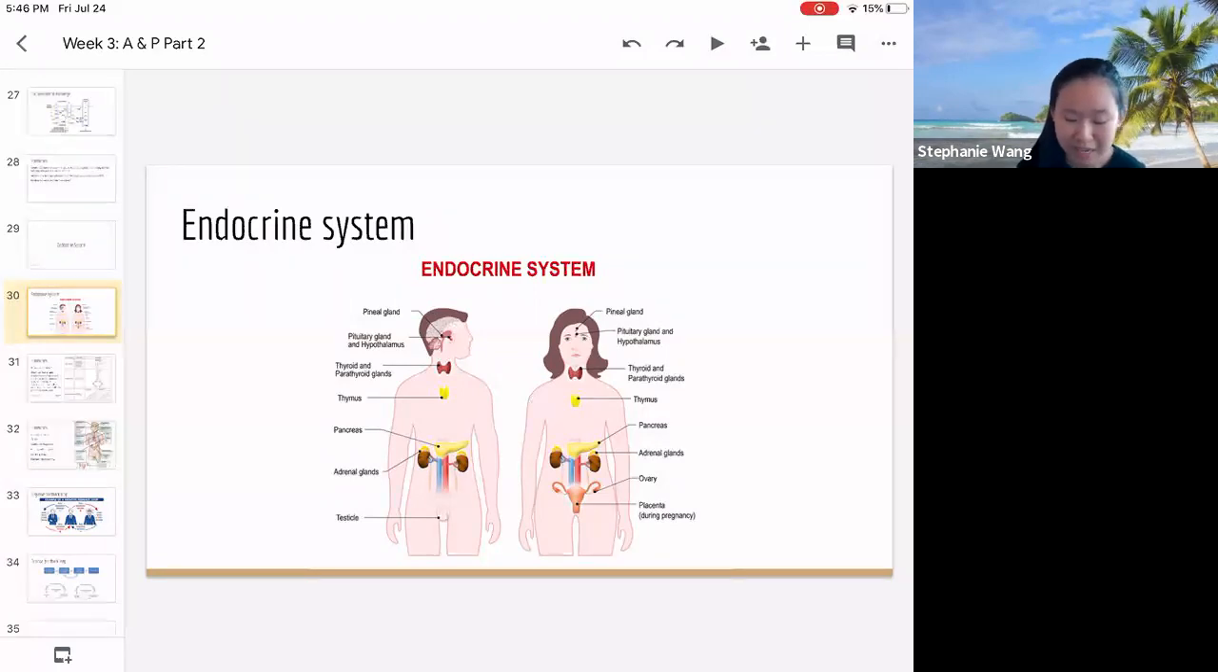Okay, going down, we have the various reproductive organs. For the male, this is the testes that secretes testosterone. In the female, we have the ovary that secretes estrogen, and the placenta occurs during pregnancy. Normally, a woman does not have a placenta.